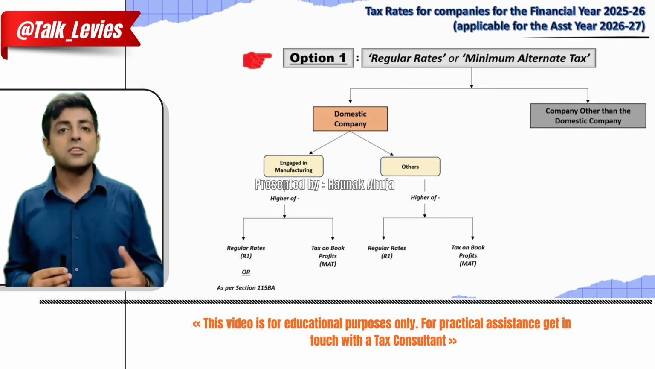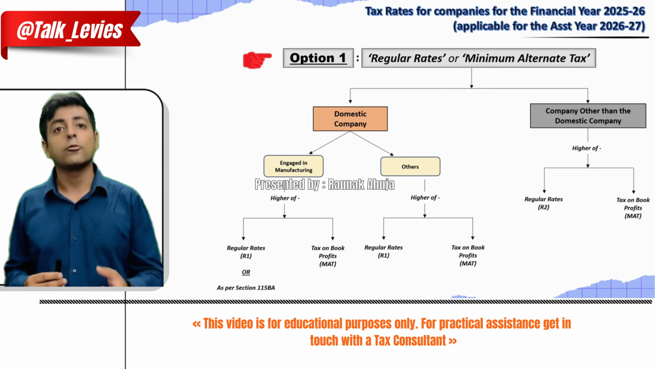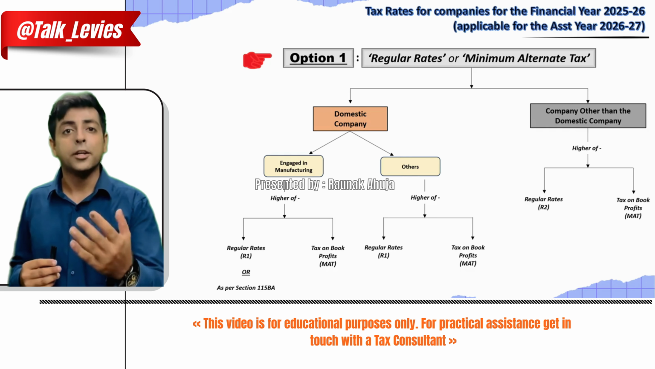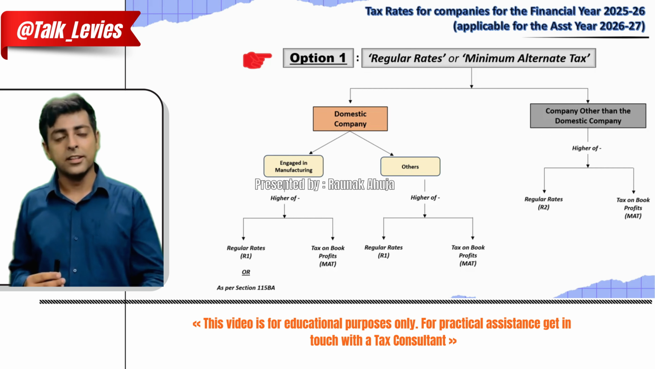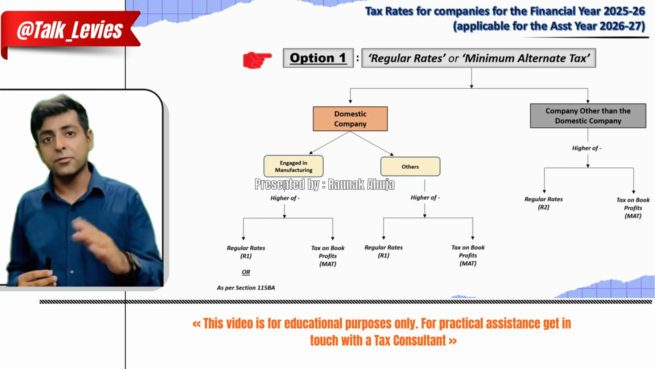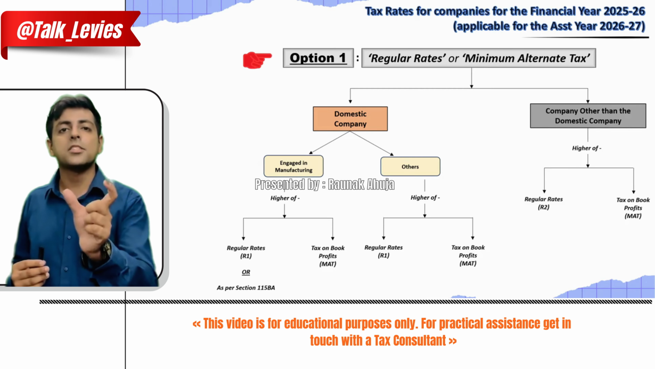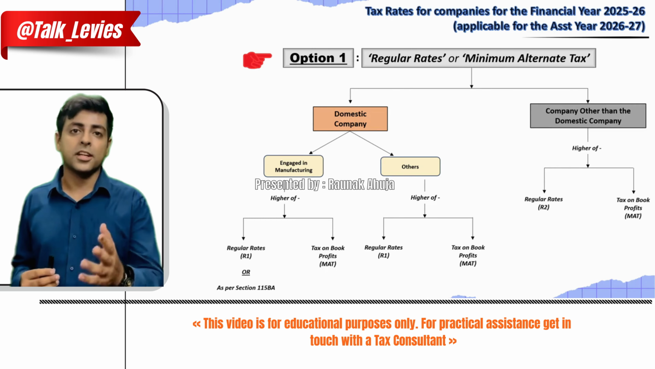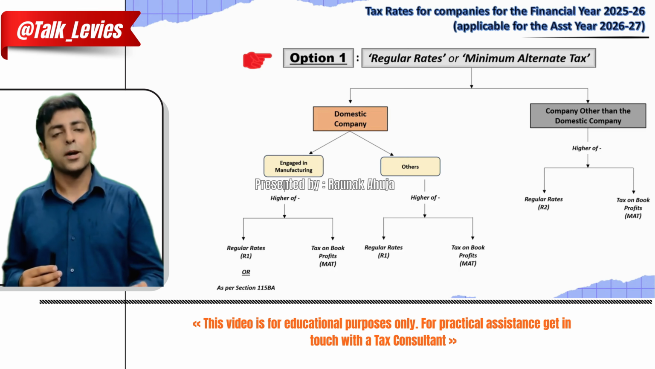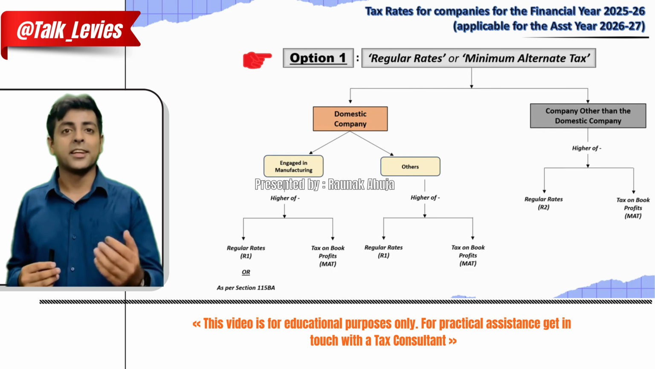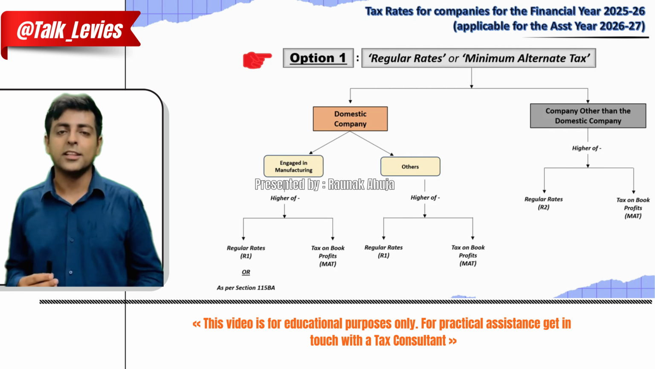Now, moving on to tax rates for companies other than the domestic companies. The first step here again would be calculating taxes as per the regular rates of tax, which will be R2. As explained earlier, since the regular rates of tax are different for companies other than the domestic companies and the domestic companies, we denote it as R2. The second step would again involve calculation of taxes as per MAT, that is, taxes as per book profits. And then again, the higher of the two taxes would be treated as tax payable by companies other than the domestic companies.